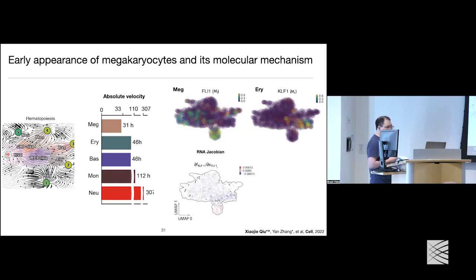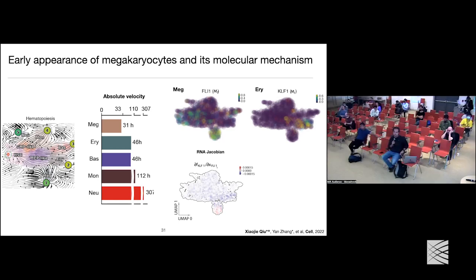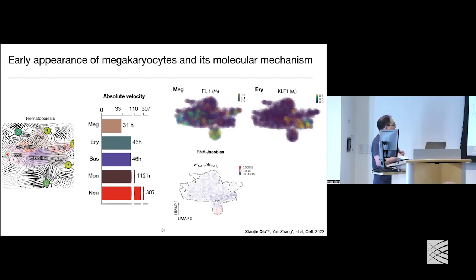So this middle panel that you're showing is titled absolute velocity. Is it the geodesic time that it takes to go from the stem cell state to any of these different cell types? Yeah, so the method that we are using is called the least action path. Basically, you give some initial state and some terminal cell state, and then we optimize the path that has the smallest action.